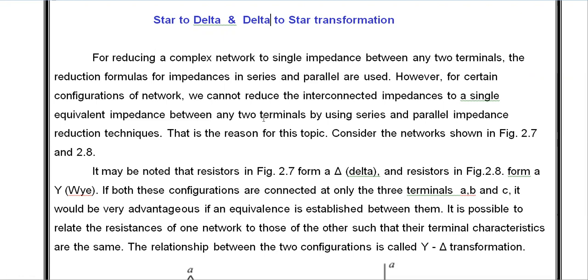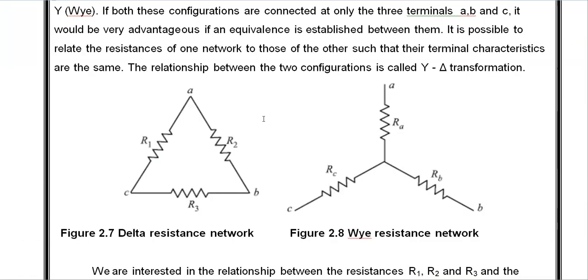But here, in some cases, the resistances, the three resistances, are connected in between the three nodes A, B, C in this structure or in this structure. In this structure, we can't say that the resistances R1 and R2 are in series or in parallel. We can't say. So this type of configuration, we need to reduce from one form into another form.